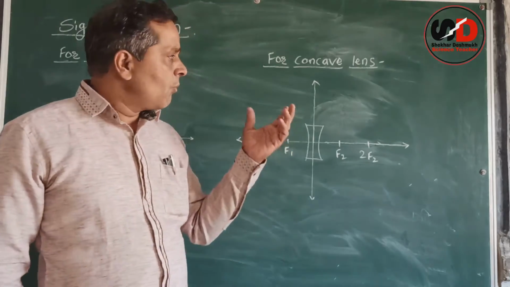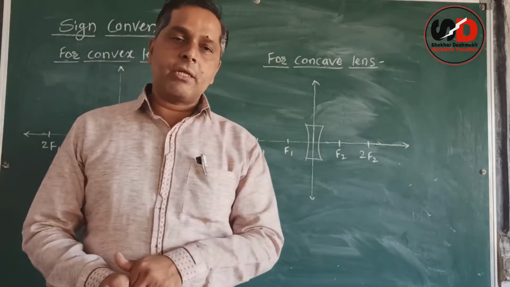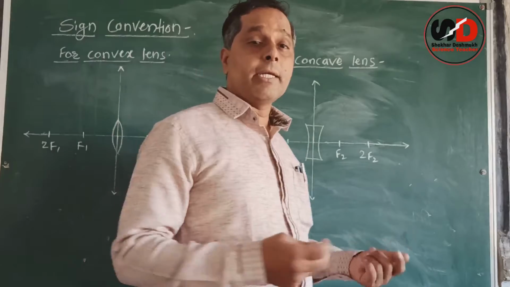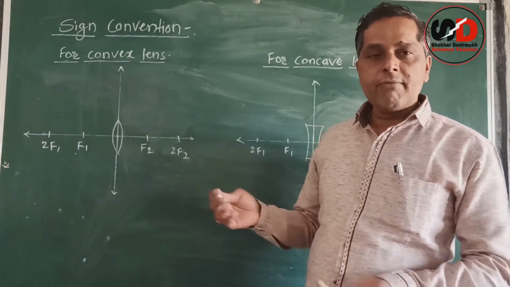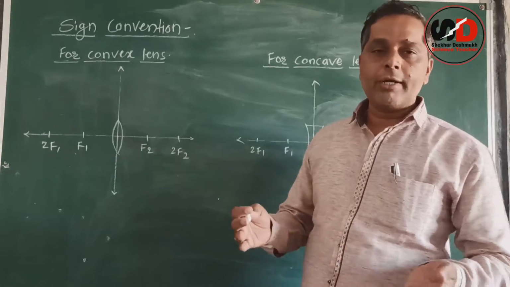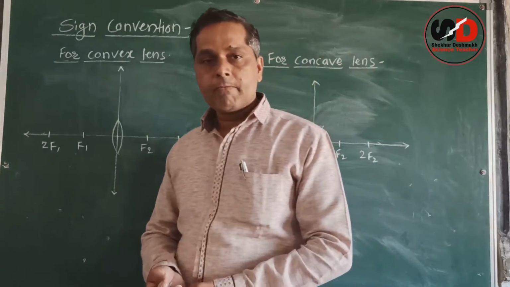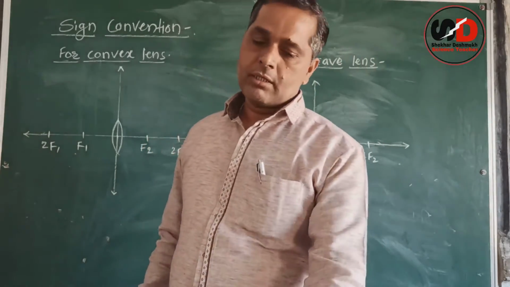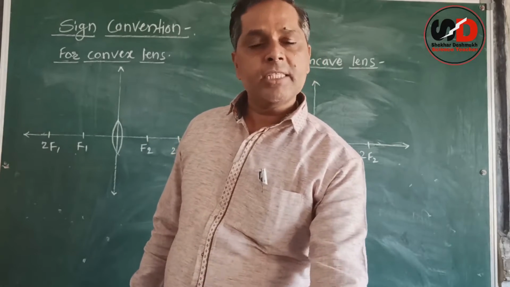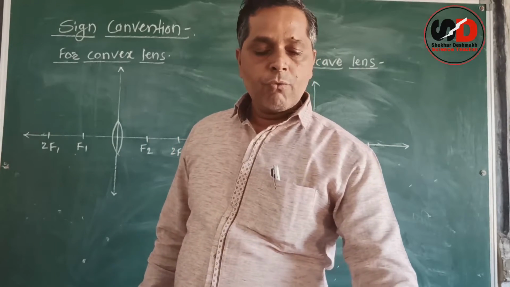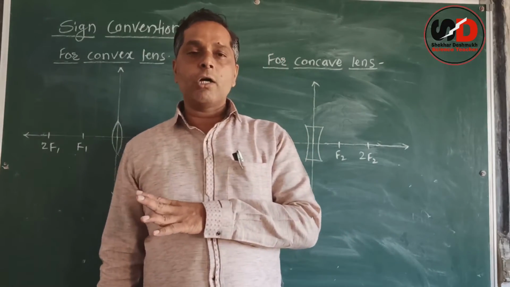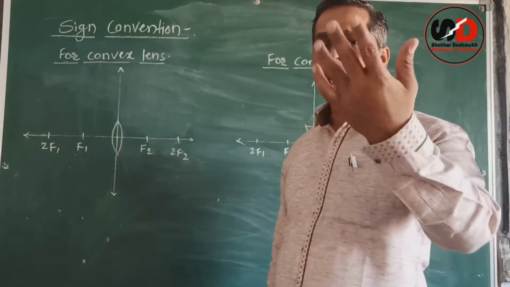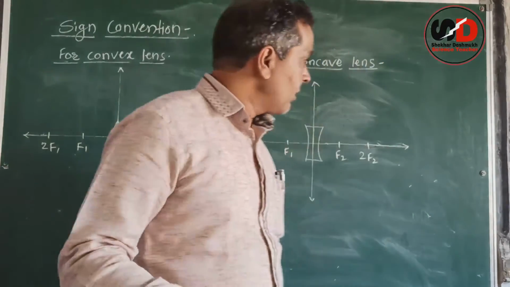But what is sign convention and why is it needed, that we are going to study today. This sign convention is given by Cartesian. It is called the Cartesian sign convention, and according to this sign convention we can use the proper signs for the object distance, image distance, height and everything.